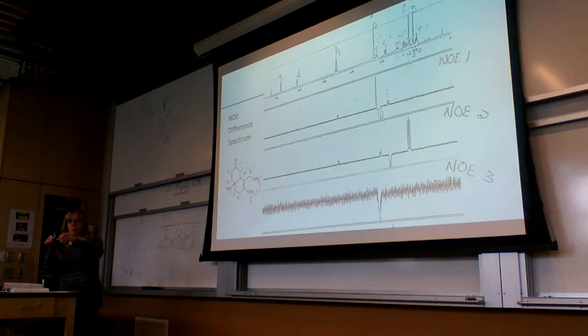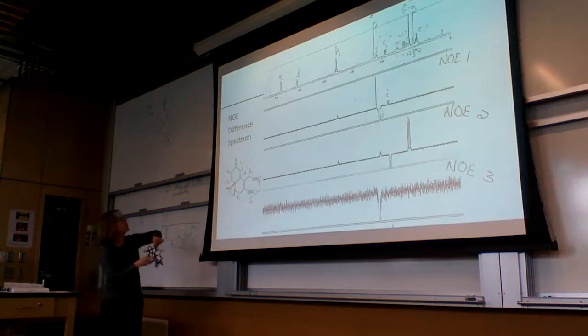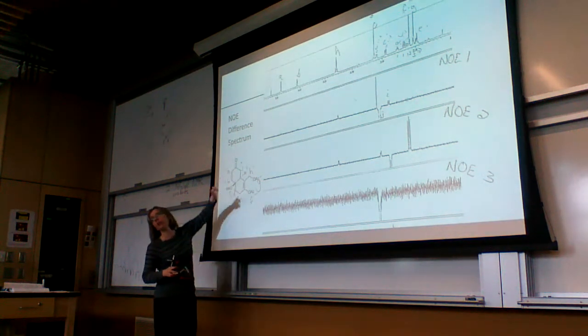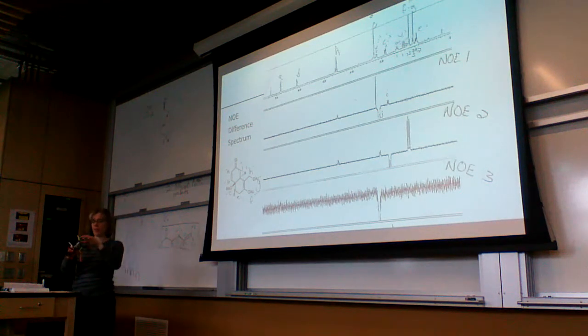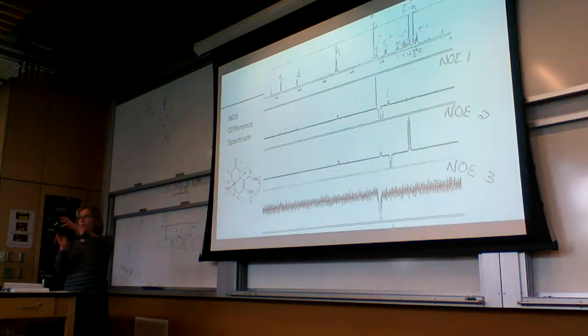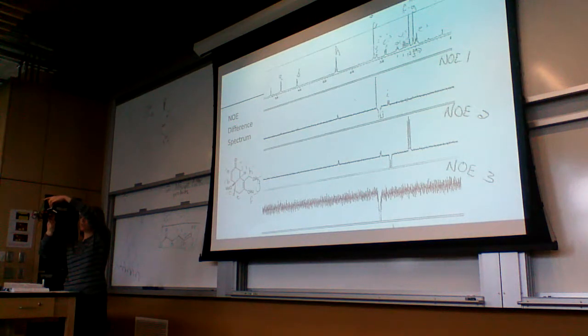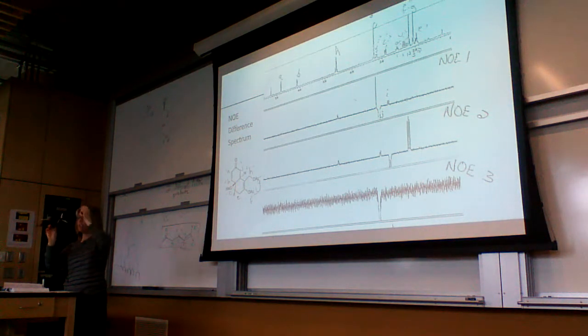In NOE1, we're looking at this green one right here. That's the one that, if we were to draw it in, would be on a wedge on this J. That one is interacting through space. That's why I needed the model, so you could see that those can actually, through space, have an interaction. It also can have an interaction with this H group here. That's H. And then a slight interaction with this one, but pretty weak.